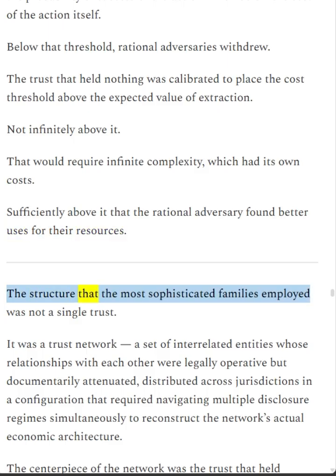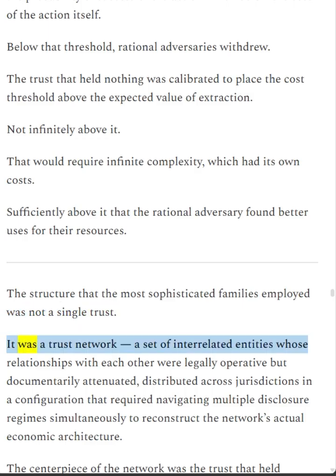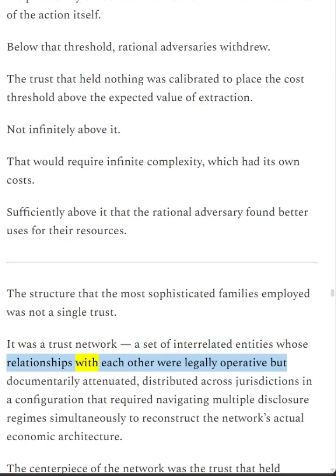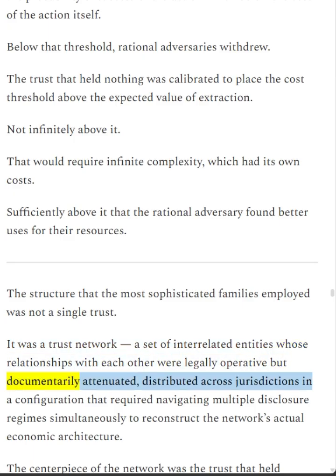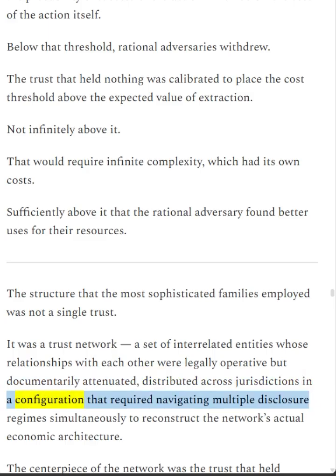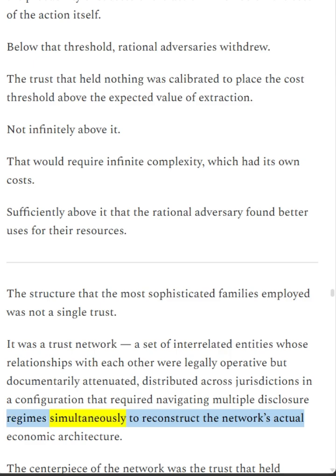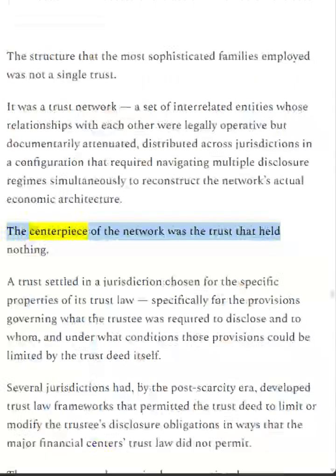The structure that the most sophisticated families employed was not a single trust. It was a trust network, a set of interrelated entities whose relationships with each other were legally operative but documentarily attenuated, distributed across jurisdictions in a configuration that required navigating multiple disclosure regimes simultaneously to reconstruct the network's actual economic architecture. The centerpiece of the network was the trust that held nothing.